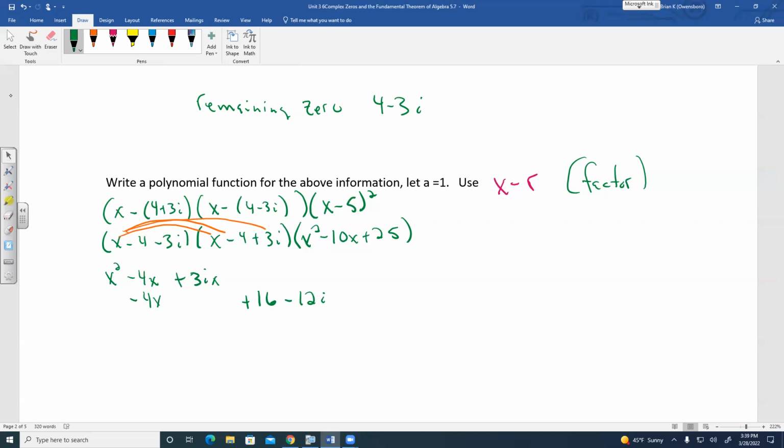So -4 times x is -4x. -4 times -4 is a positive 16. And -4 times 3i is -12i. That looks good. I now need to bring the -3i through. So -3i times x is going to be -3ix. -3i times -4 is going to be a positive 12i. And -3i times a positive 3i is going to be -9i squared.